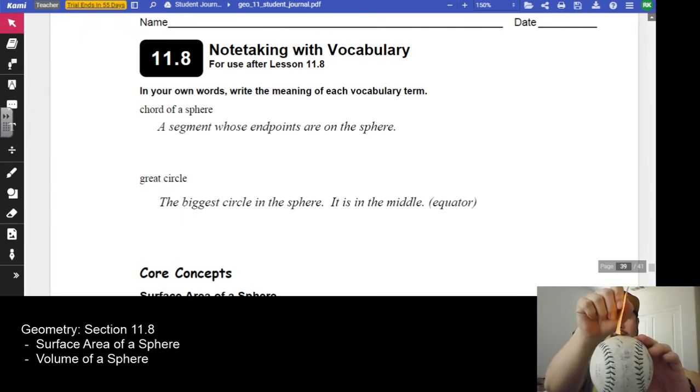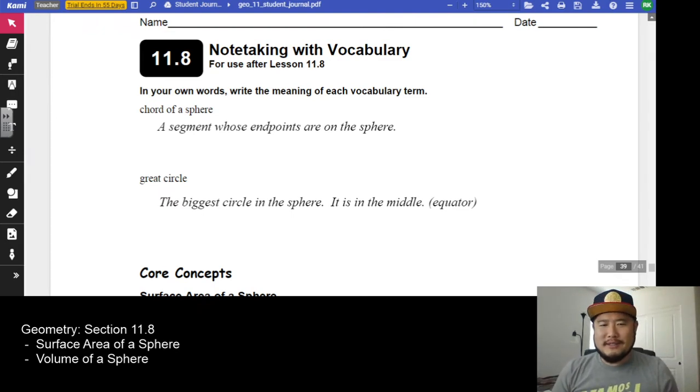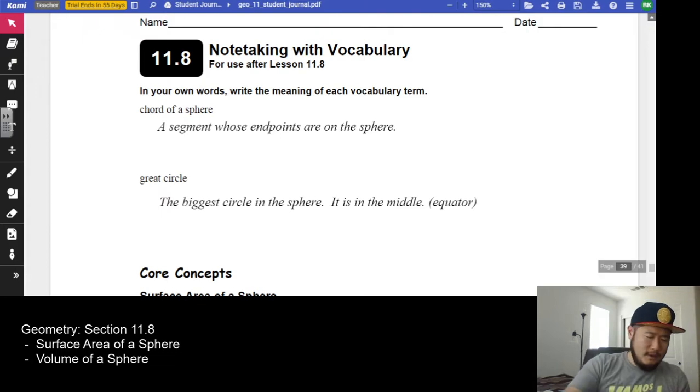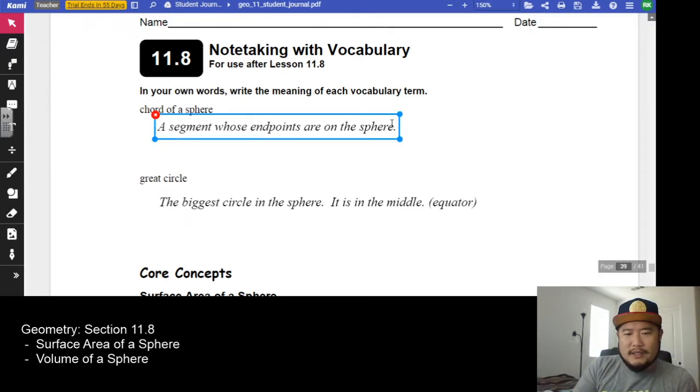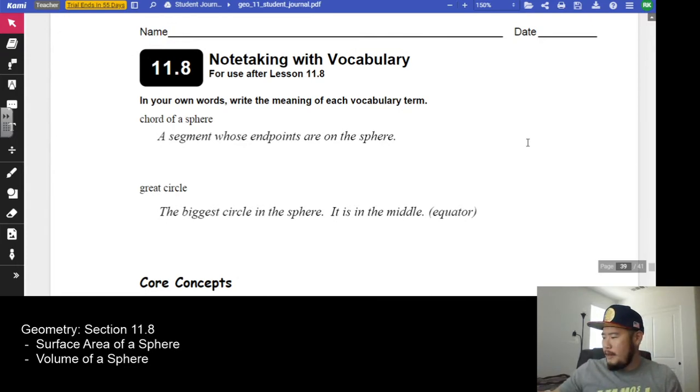So think about it, if I were to split this softball in half, right here in the middle would be the biggest circle. If I were to slice it down right here, the circle would be a lot smaller than it would be in the middle. And that right there is your great circle. We got two equations, two more to cover to get us through this lesson.